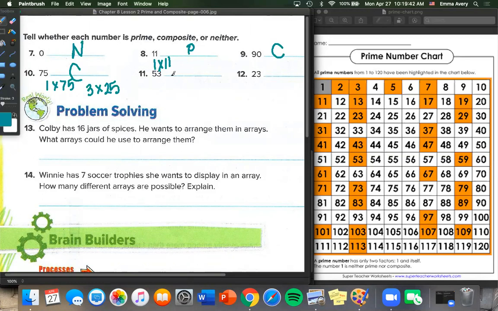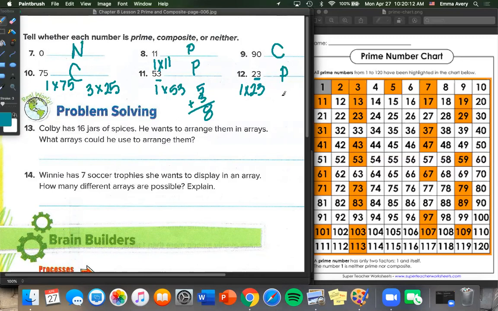What about 53? Well, we have 1 times 53, but I can't think of anything else. It's an odd number. And 5 plus 3 is 8, which isn't divisible by 9. So let's check. Yep, it is a prime number. What about 23? 1 times 23, but it's an odd number, so let's check. Yep, it's prime.